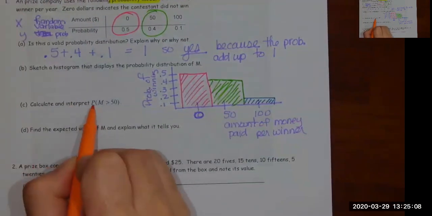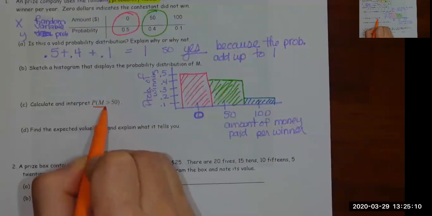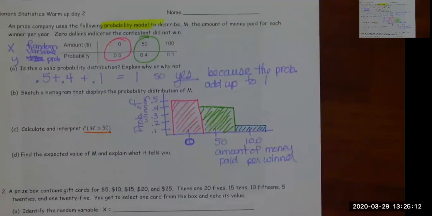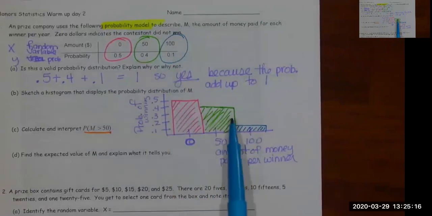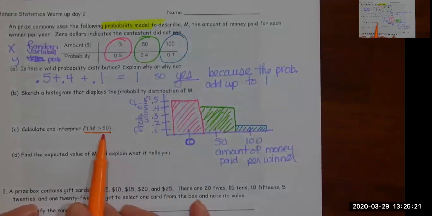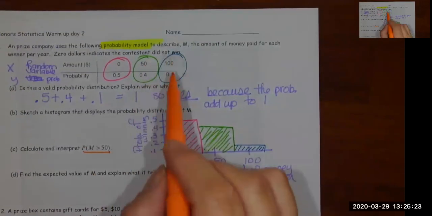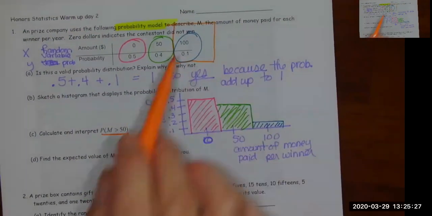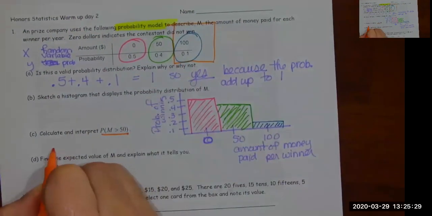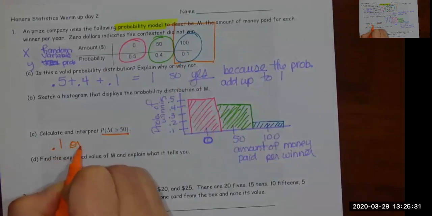Calculate and interpret probability that the money is greater than 50. So we would, let me go back up. I'm circling these so the box colors match, so if I look at it later, I can see. So greater than 50, okay. This is $50, so I would want anything greater than 50. So that is $100, and my chance of winning that is 0.1 or 10%.